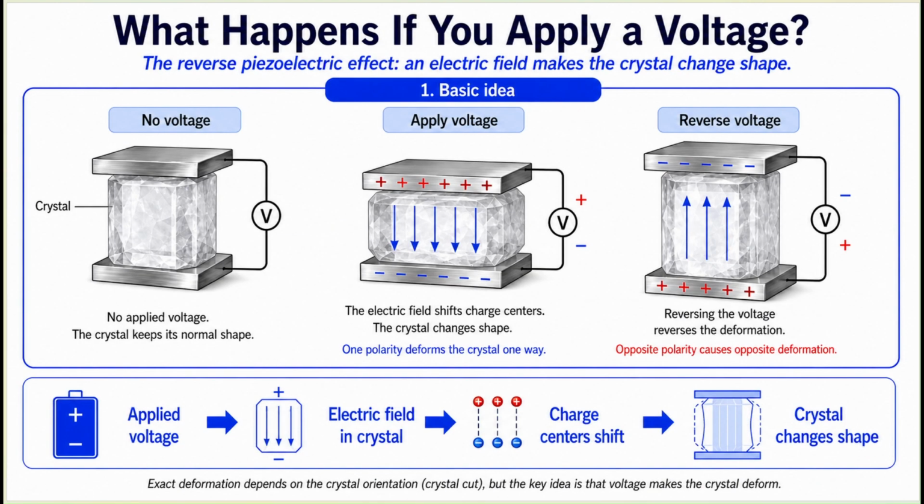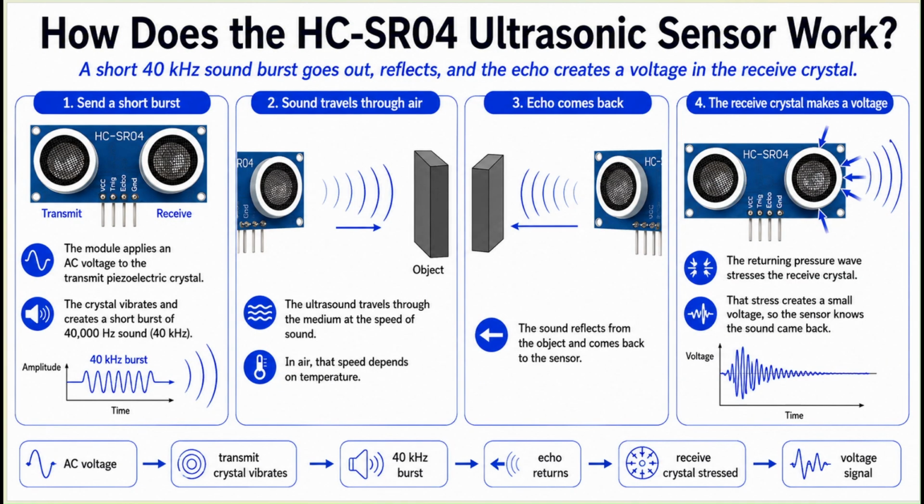Now we said that if we apply a voltage across a crystal, it changes shape, okay? So if we change the voltage 40,000 times per second, we'll get this shape, then this shape, then this shape, then this shape, right? It will change 40,000 times a second if the frequency is 40,000 hertz. That vibration is sound. And if it's at 40,000 times per second, it's ultrasonic. Anything over 20,000 hertz is ultrasonic. And that's how the sensor produces an ultrasonic sound.